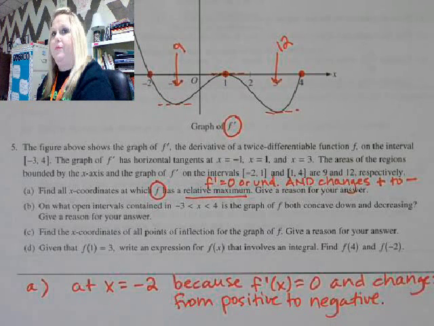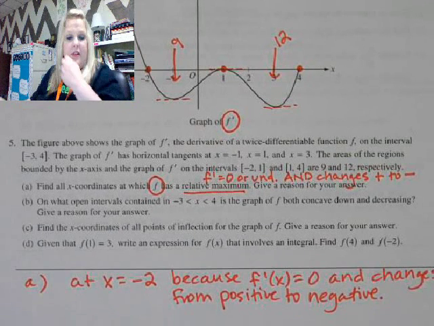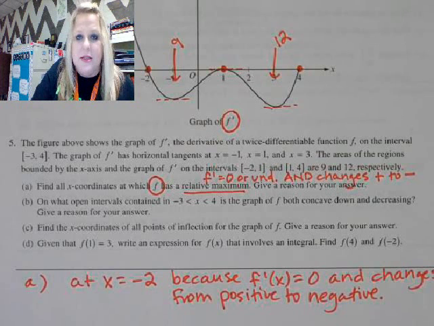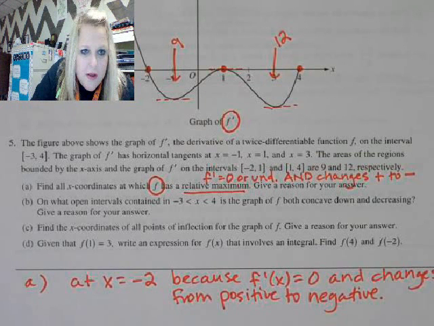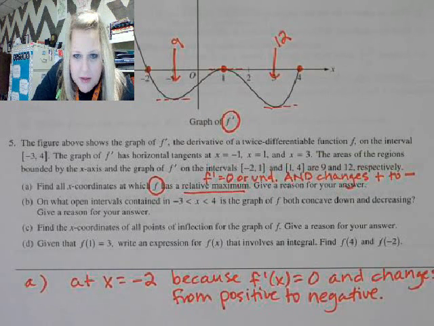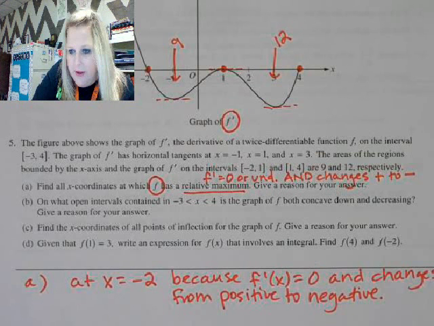2013 it was number 4. 2012 was number 3. So you can see every year it's like number 3 or 4. Something like that. And 2011 was 4. So there's a question every year where they give the graph of the derivative and they ask you questions about the function and the second derivative. Does that make sense?